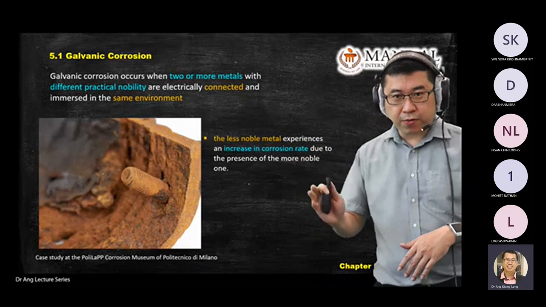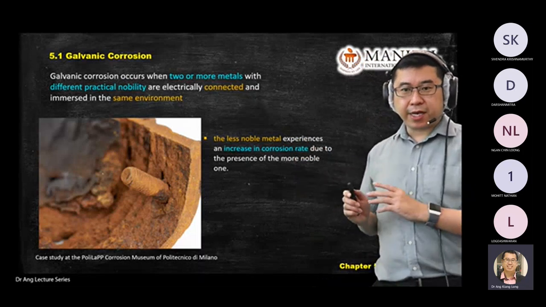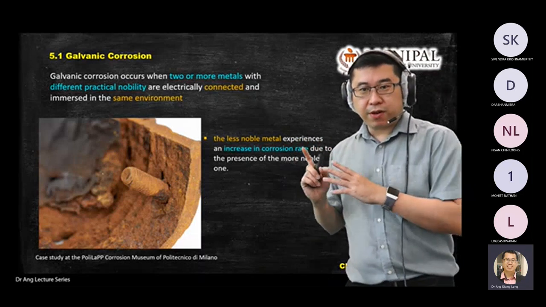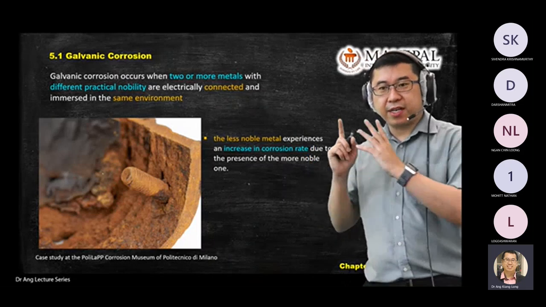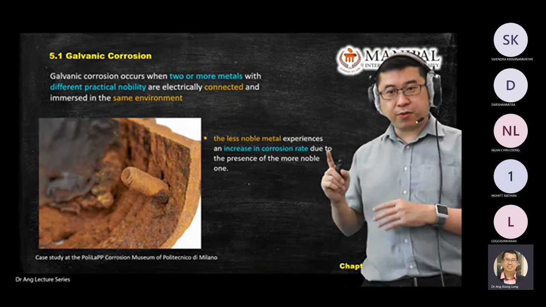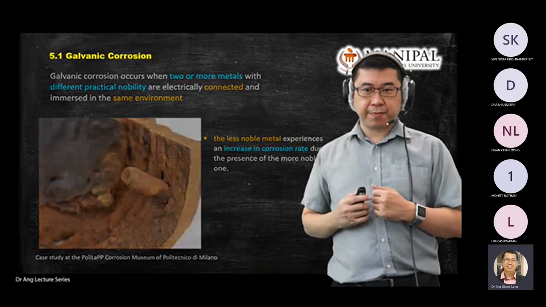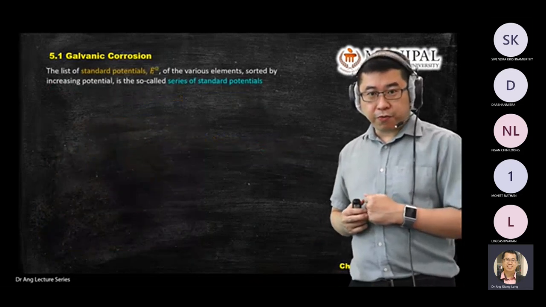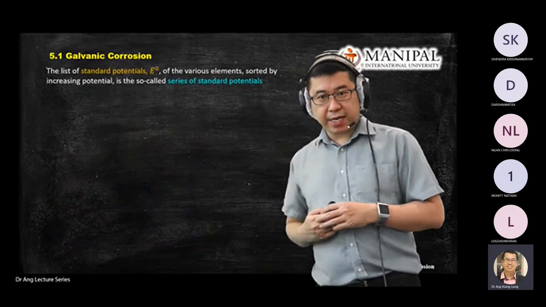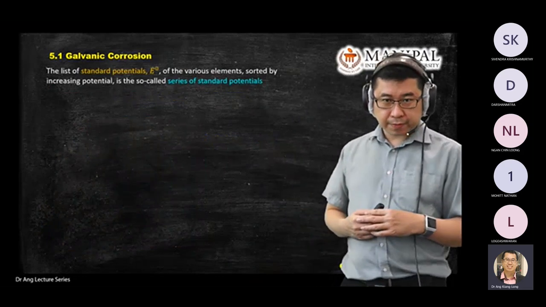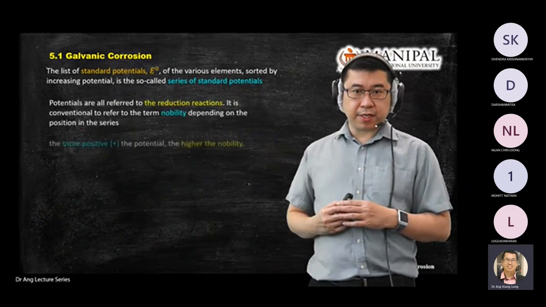So we talk about nobility. Nobility will affect what? Nobility will affect the corrosion rate. Okay, later we have calculation for corrosion rate. Next, we move on. In your tutorial handouts, I give you a table. That table is a very long list.